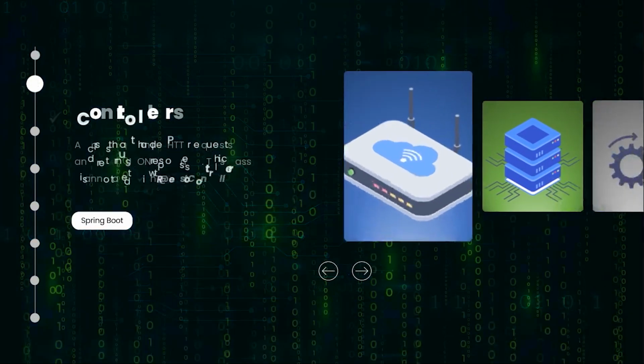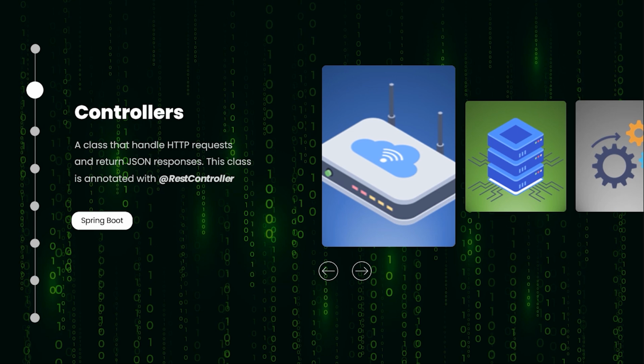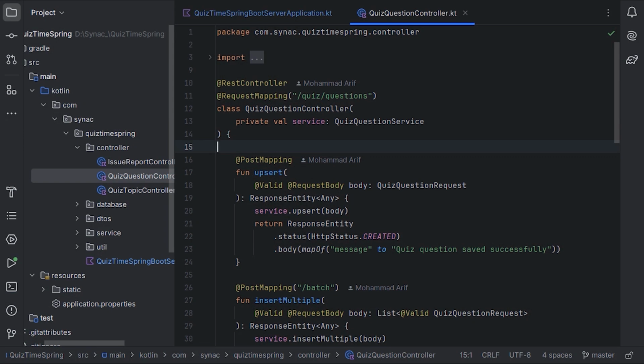Let's take a look at how we handle HTTP requests in Spring Boot using controllers. This entire class is annotated with REST controller, which tells Spring that this class will handle HTTP request and automatically convert the return values to JSON response. At the top, we use request mapping to define the base path for all routes inside this controller. In this case, every endpoint will start with quiz/questions.